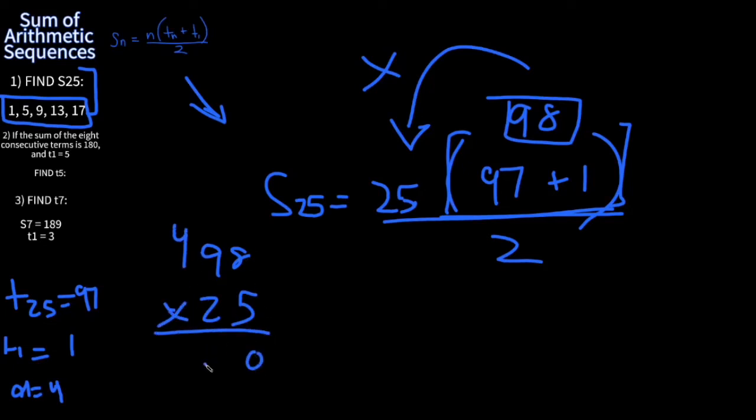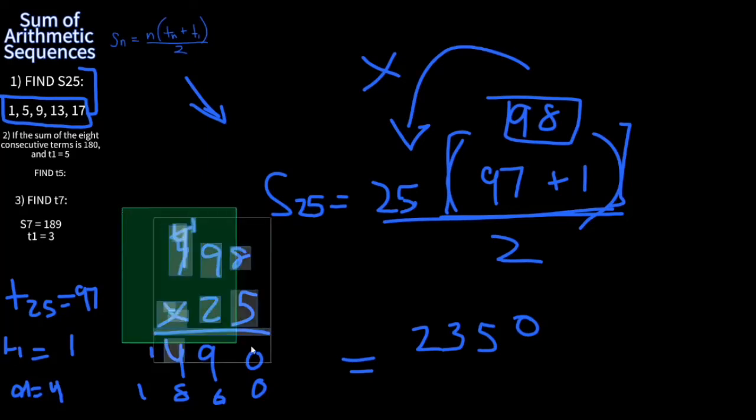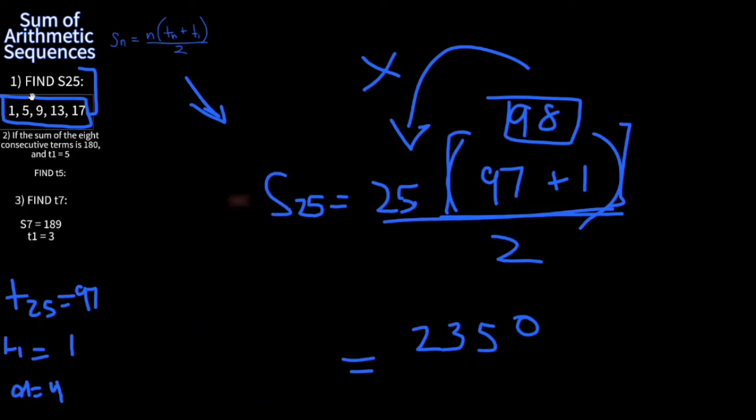Working through the multiplication: 8 times 5 is 40, 45, 49, 16, and 18 is equal to 0, and that 15 carries on to here. 8 plus 4 is 12, that's 13. 13 carries on, it is 2,350. And that's just simple double digit multiplication. So it equals 2,350.